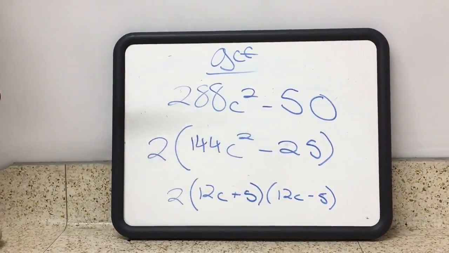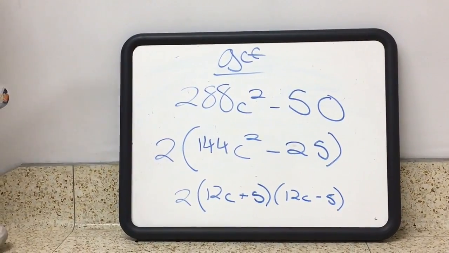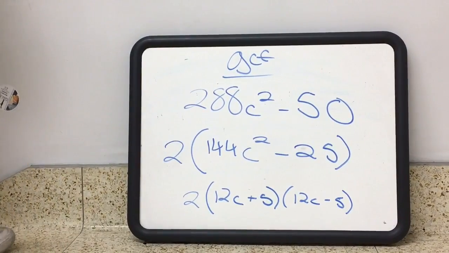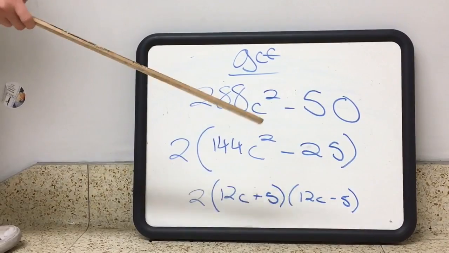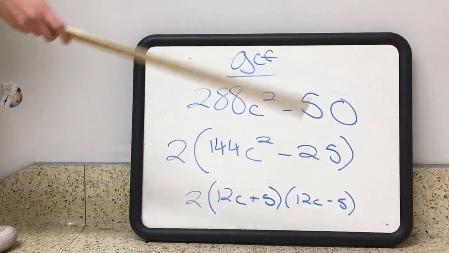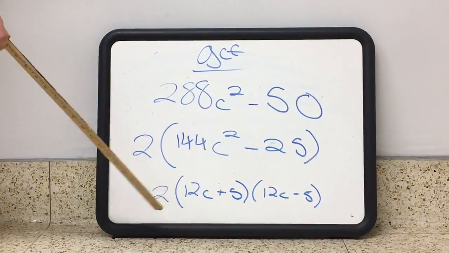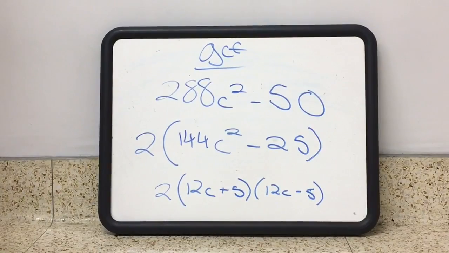Okay, so my GCF problem is 288c squared minus 50, and I started by taking out the 2, and then it's 2 times (144c squared minus 25), and then the square root of 144 is 12, and the square root of 25 is 5, so then that goes to 2 times (12c plus 5) and (12c minus 5).